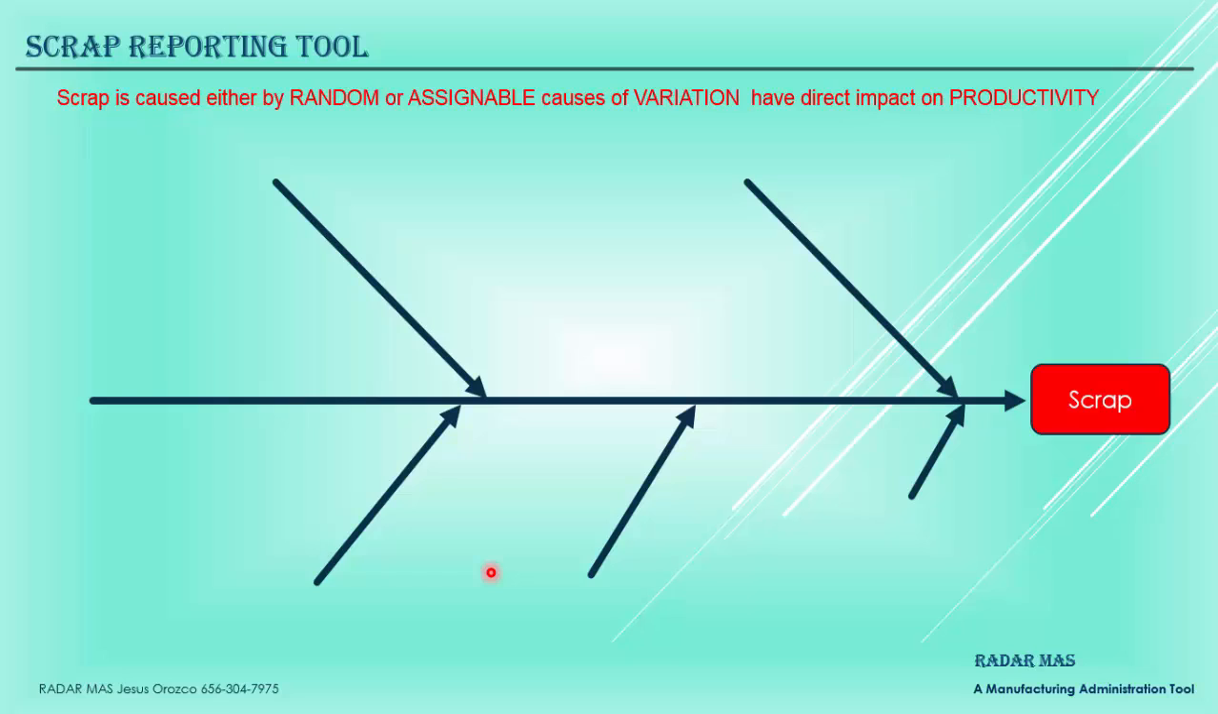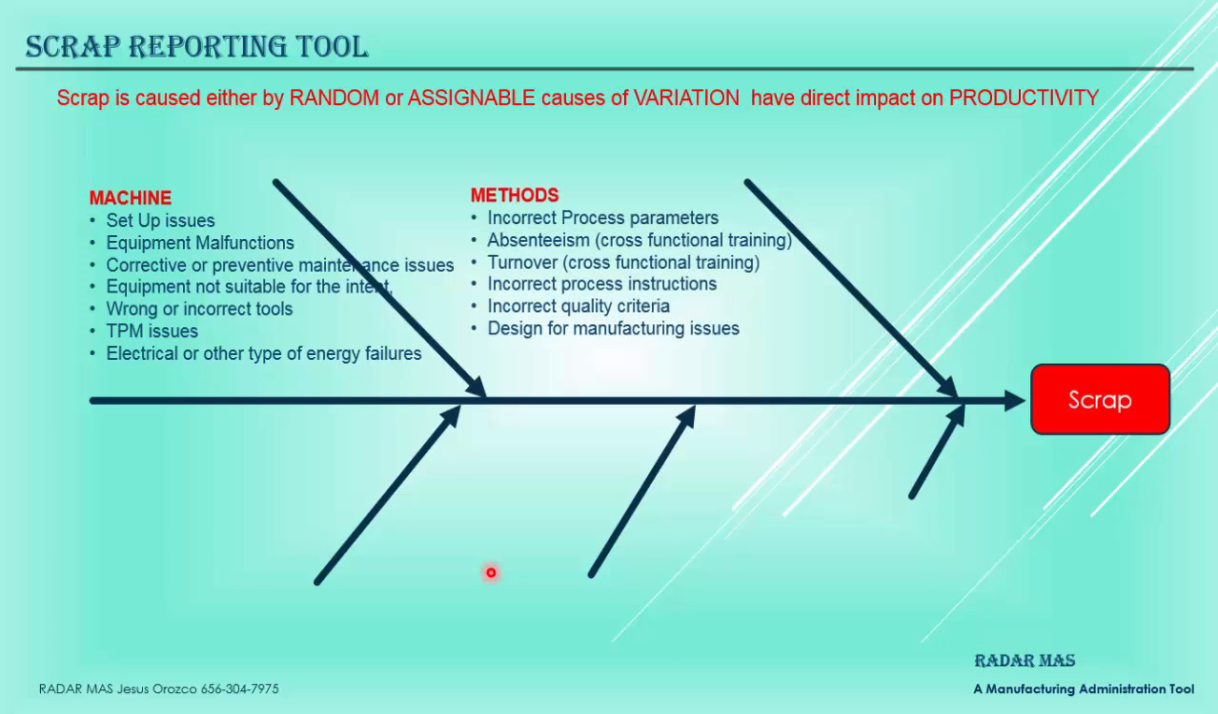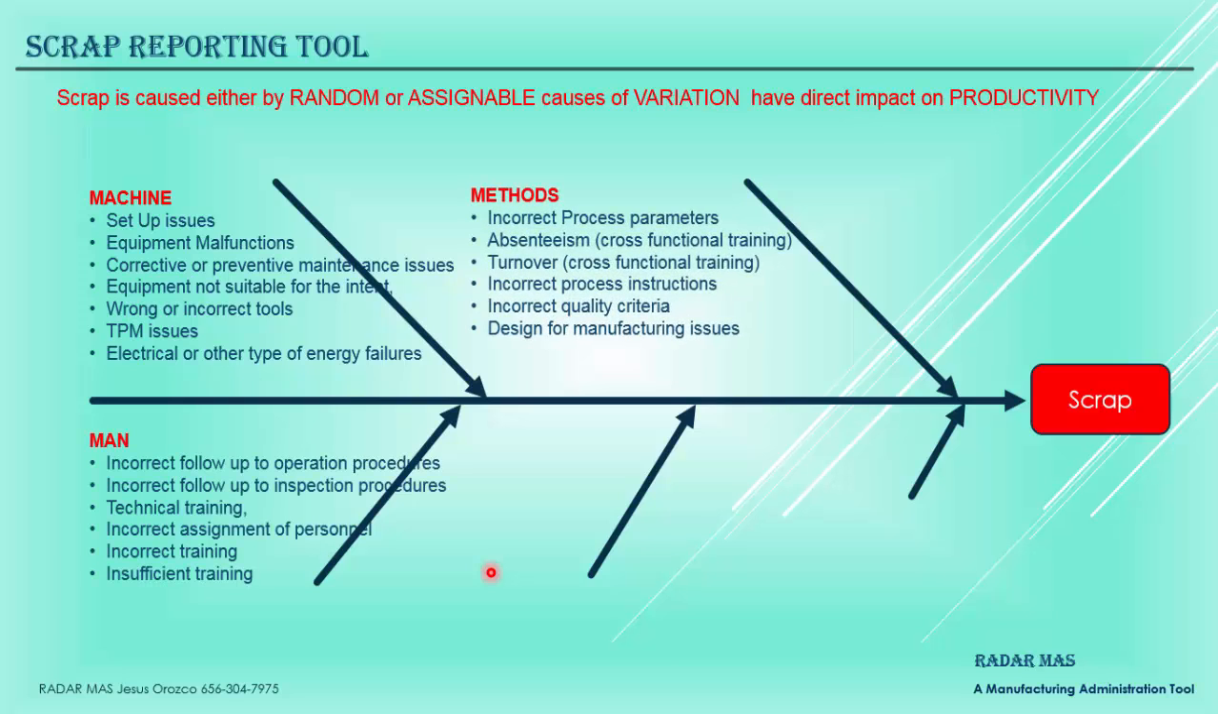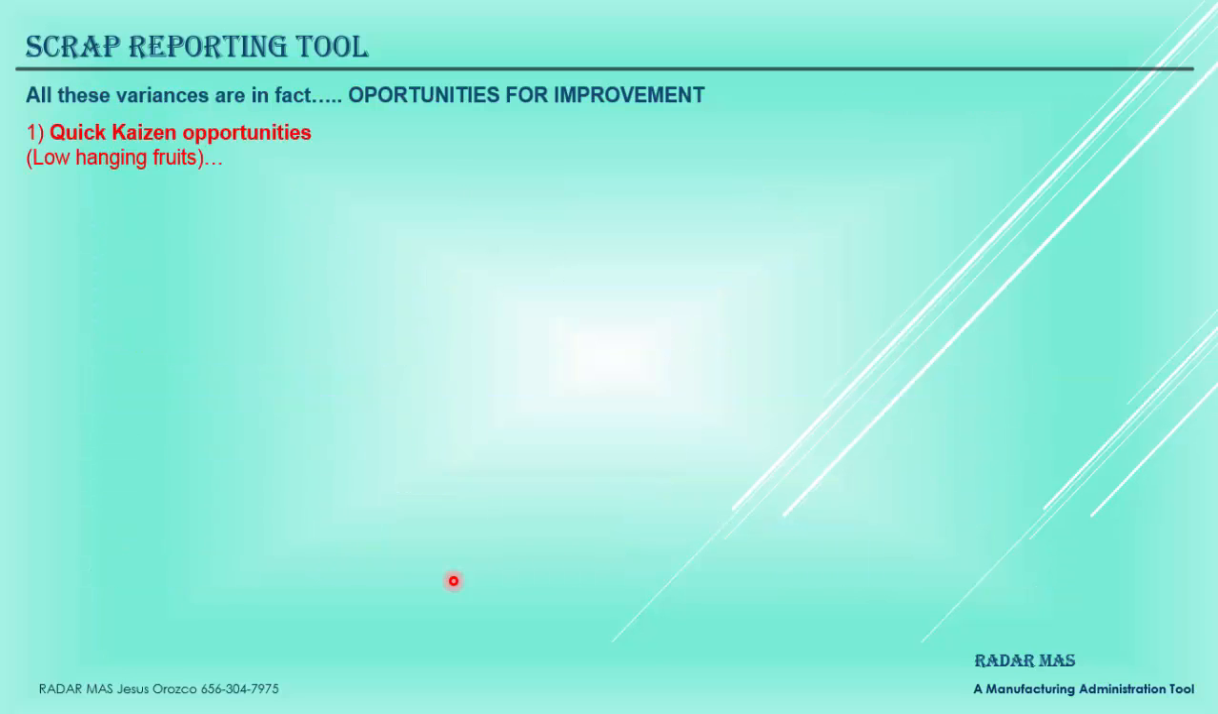Scrap is caused by either random or assignable causes of variation, and this has a direct impact on our productivity results. Scrap could be because of machine issues, methods, man, environment, or material causes. All these variances are in fact opportunities for improvement that could be of two types.